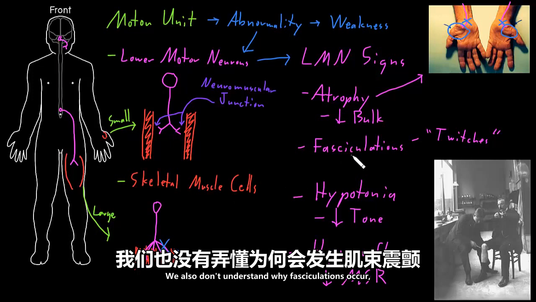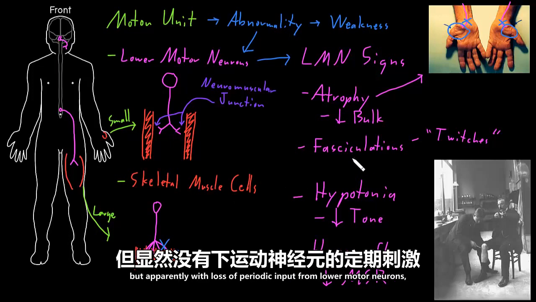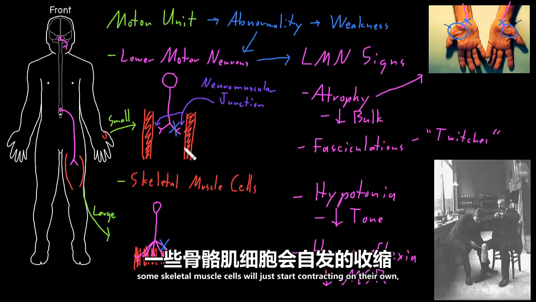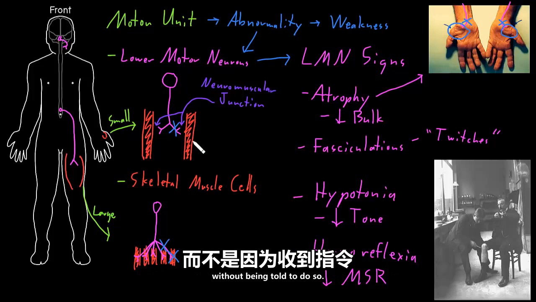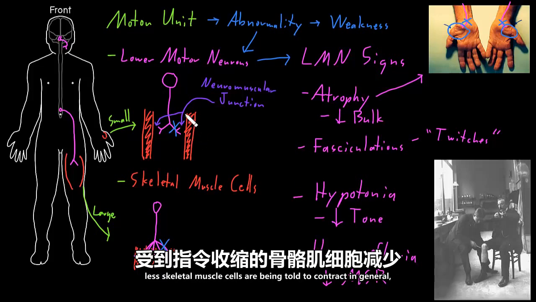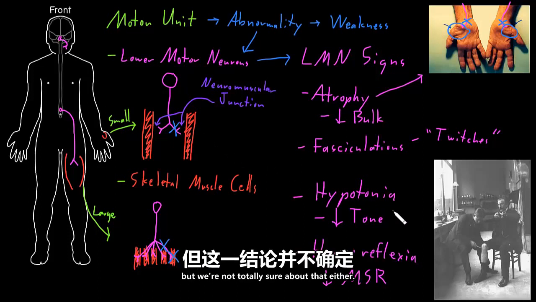And we also don't understand why fasciculations occur. But apparently, with loss of periodic input from lower motor neurons, some skeletal muscle cells will just start contracting on their own without being told to do so. Hypotonia is probably just because fewer skeletal muscle cells are being told to contract in general, but we're not totally sure about that either.